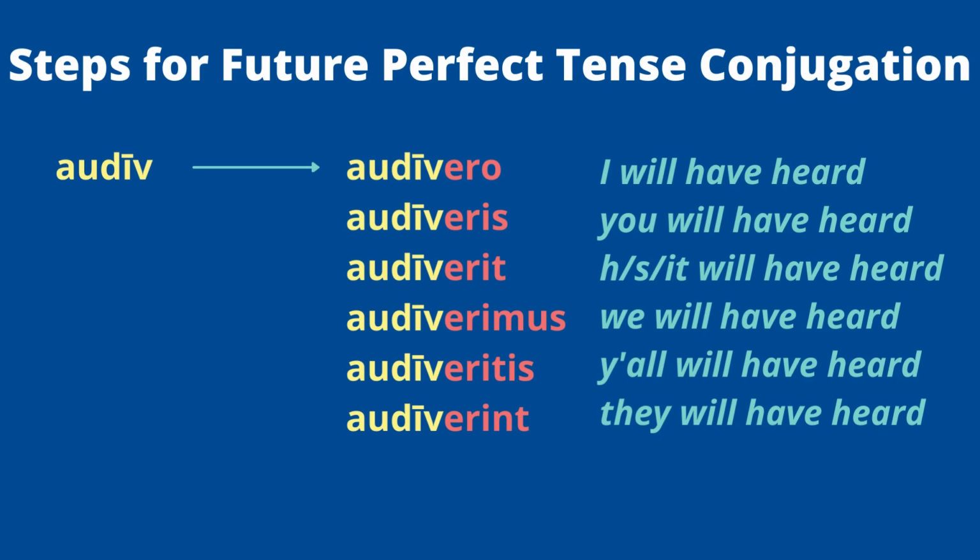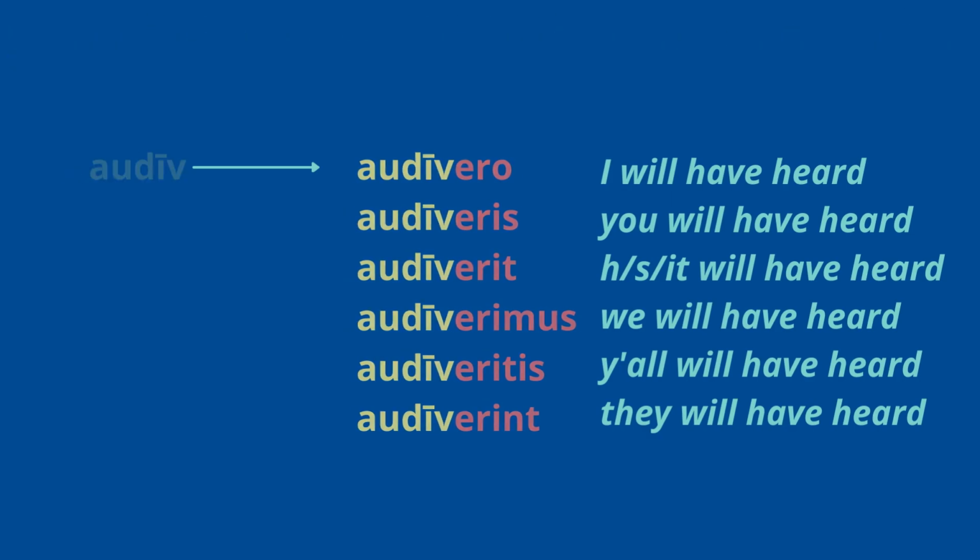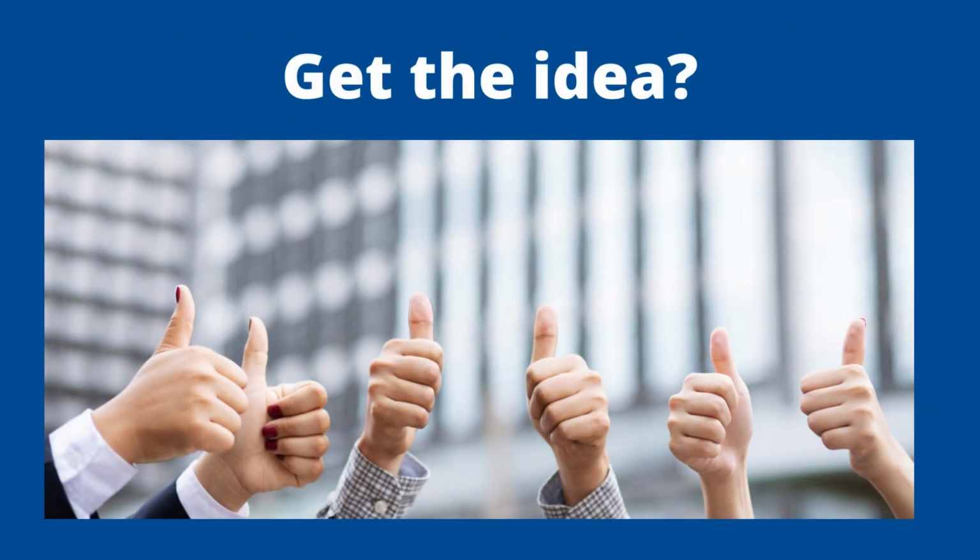The difference, though, is, again, you're using the future form of esse. So in other words, ero, eris, erit, instead of the imperfect of esse, which is what we did for pluperfect tense. Okay? So don't get too confused. It's a pretty simple process. Third principal part, drop the long i, add on ero, eris, erit, and you're off and running. Okay? So hopefully that idea makes sense.